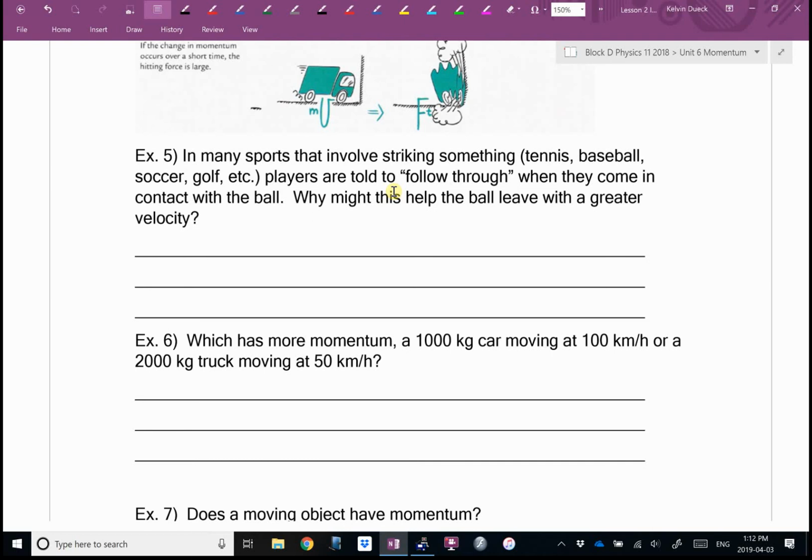And I'll give you the flip side. If you play baseball, when you bunt, why is it that you do that? Or if you play tennis, when you do a drop shot, why is it that you pull back right at impact? What variable are we changing? Time.